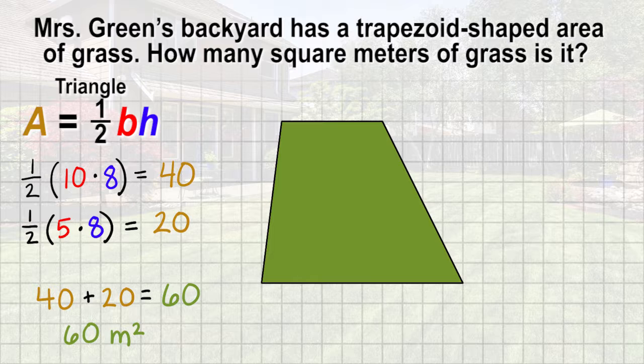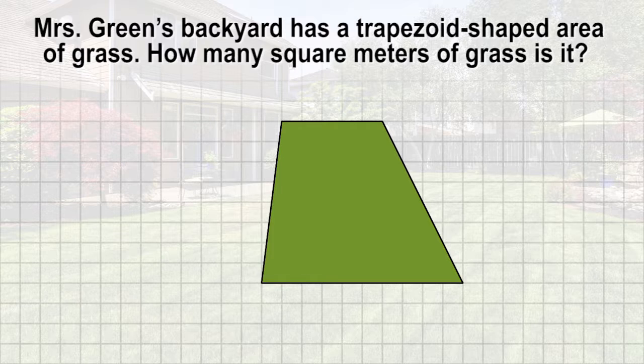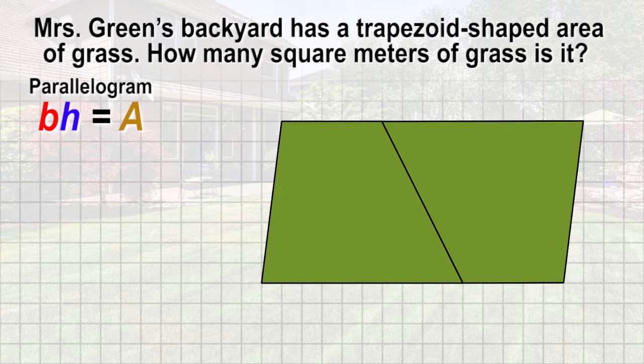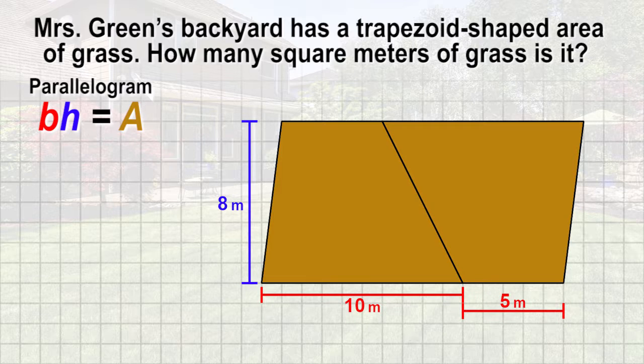Let's think of another way we could find the area of this trapezoid. We know how to find the area of a parallelogram. It's the base times the height. How could we use that formula to help us find the area of this trapezoid? If we place a congruent trapezoid next to the original trapezoid, we create a parallelogram. The area of a parallelogram can be calculated by multiplying base times height.